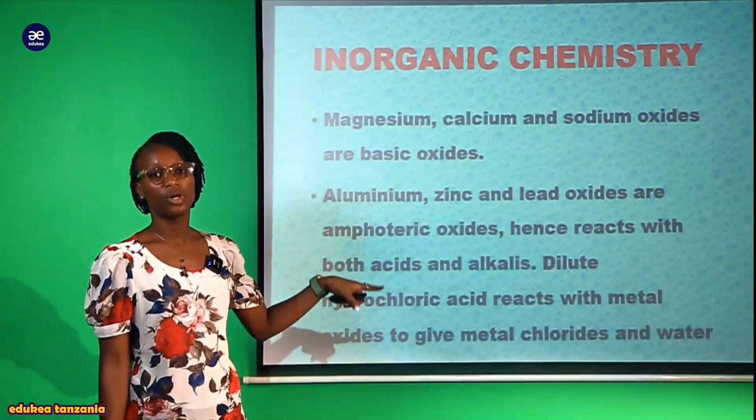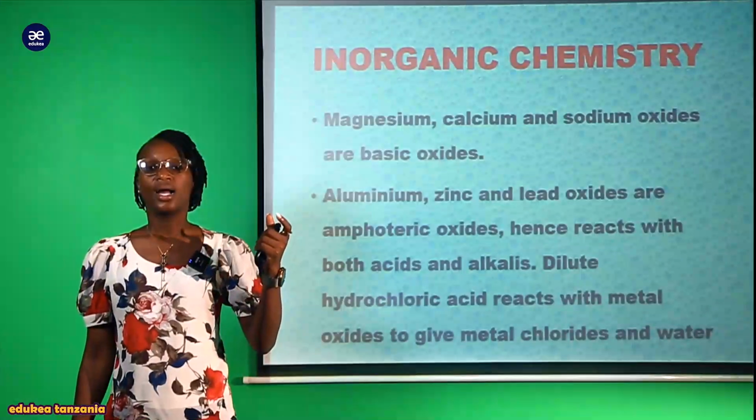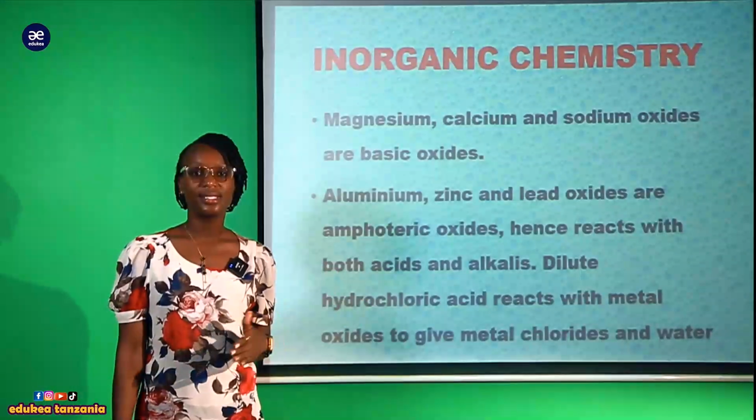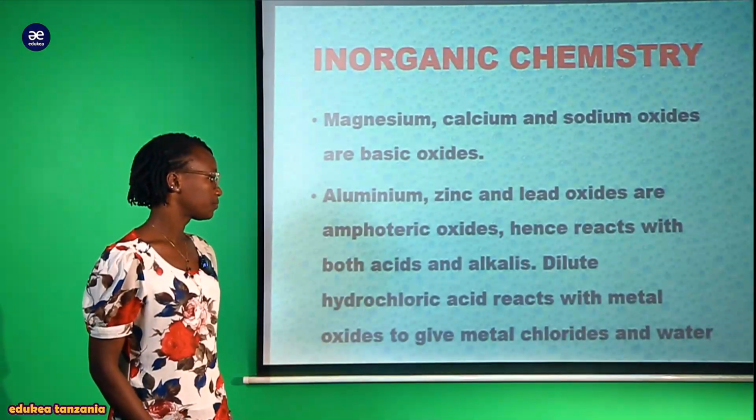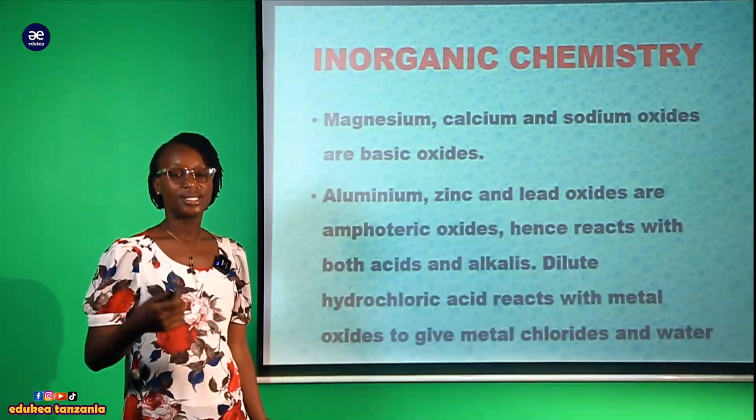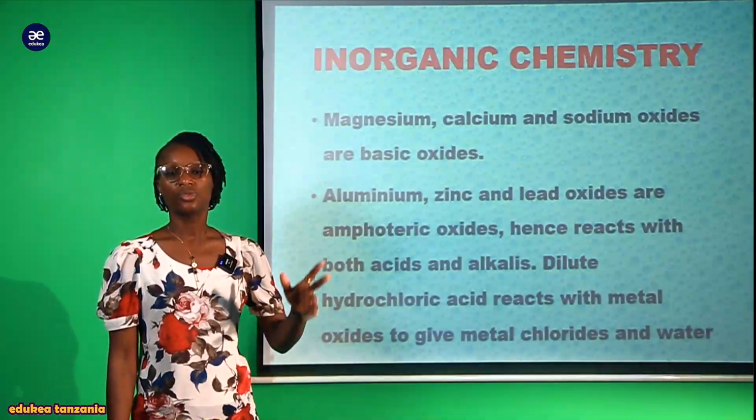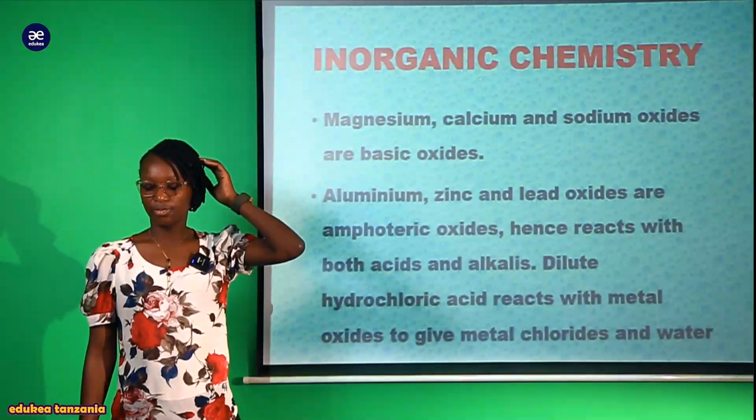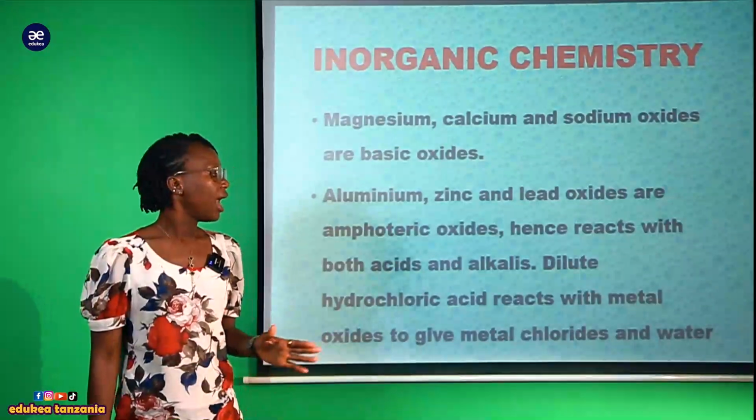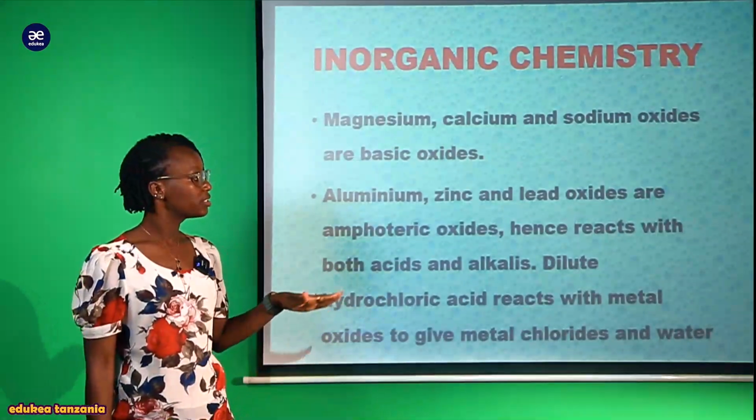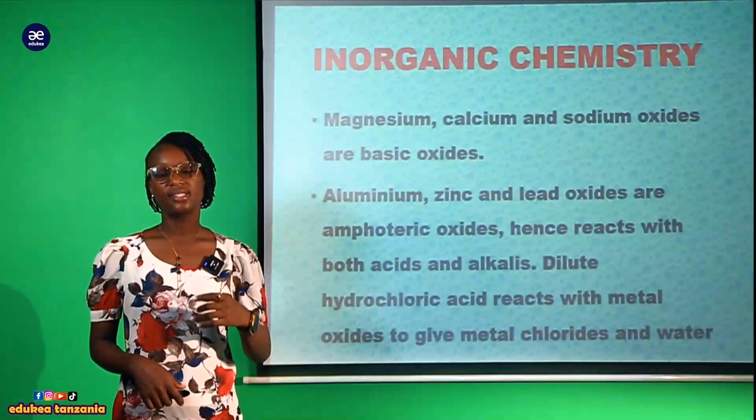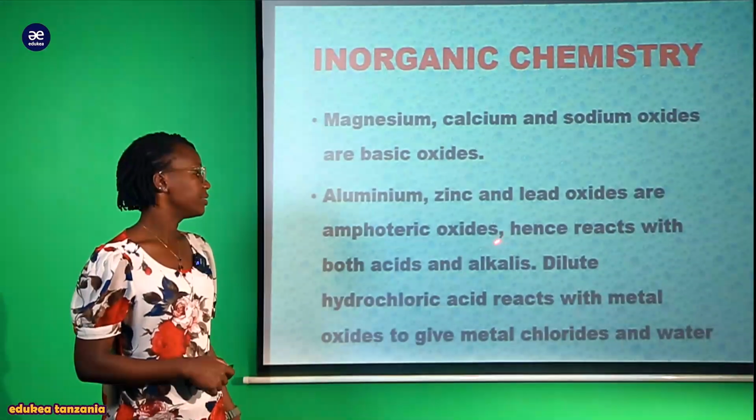Kwa hiyo ni ngumu kureact with water kule kwenda kutengeneza ile basic solution au ile alkalinity solution of hydroxide, lakini huku zina hii sifa. Kwa hiyo zikireact na acid, therefore tunaenda kupata the salt and water as a product. Anasema hence react with both acid and alkali, kwa sababu zenyewe hizi oxide zina ile sifa ya amphoteric. I can't repeat about that kwa sababu tulishasoma wakati tunasoma zile classes of metal oxide, tulisoma hizi basic oxide, amphoteric, acidic oxide, tulisoma zote. Kwa hiyo haina haja ya kuanza kuzielezea hapa, ila cha msingi tu nataka ujue hii aluminium, zinc and lead oxide are amphoteric oxide. Kwa hiyo zinakuwa na ile sifa ya coexist as acid and also as alkali.